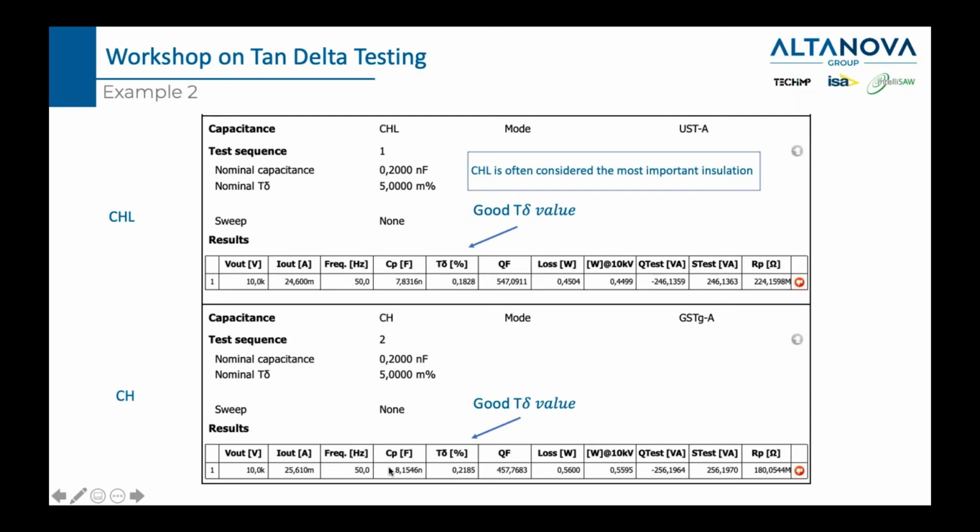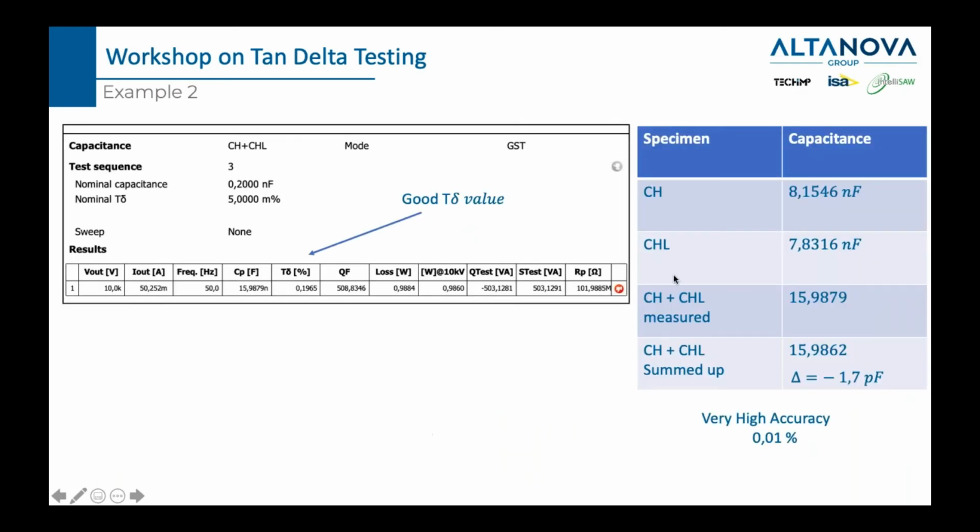The capacitance of CH is 8.15, and we can see CH, CHL, the sum of the capacitances, and the measured sum of the capacitances is 15.98, and it is the same as when you sum them up with a calculator. So also in this example, by measuring two capacitances on the transformer, we saw that the tan delta was pretty good. It was never above 0.3%, and that's good because this was a high voltage transformer.